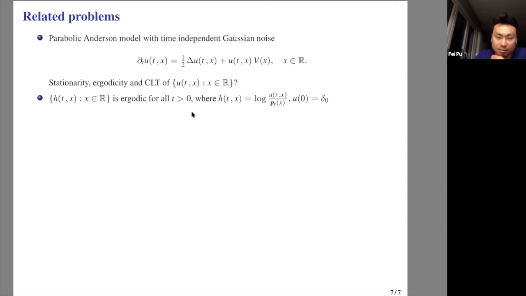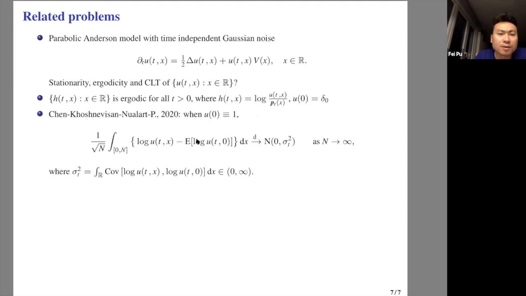As a consequence of ergodicity, we have the law of large numbers. The problem is, can I also prove a CLT for this process H? Here, let me show you the central limit theorem for the KPZ equation in the case u_0 is equal to 1. In this case, the solution is a stationary process.